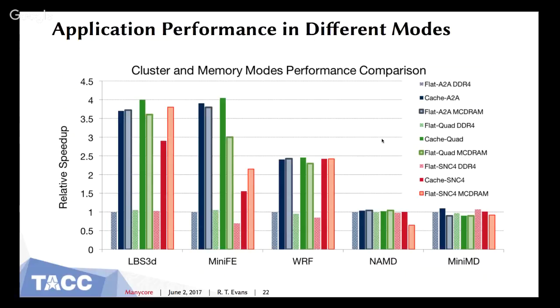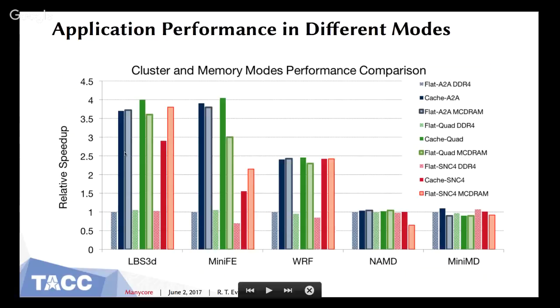And so here's a really clear picture of that. If you can read the graphics, what we're measuring everywhere is relative speedup. The baseline here is flat mode using this all-to-all cluster mode. So flat cache mode, by default, doesn't go into MCDRAM. So it's going to DRAM.